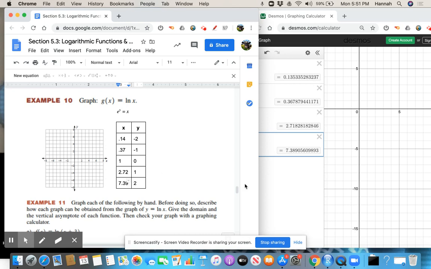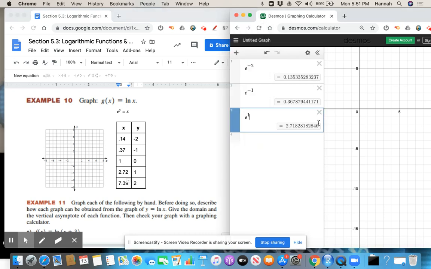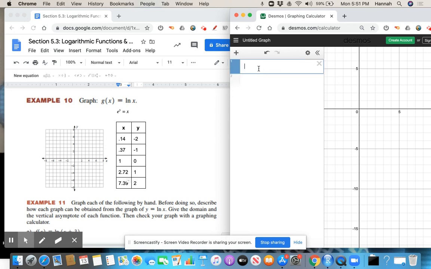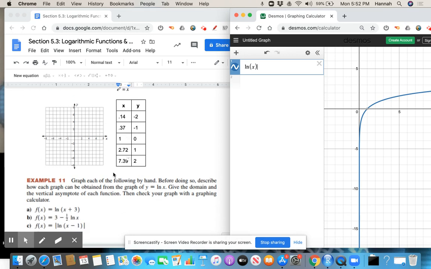Okay, but again, if I don't like plotting points, and if you think it's easier this way, you can type in ln parentheses x, and it will graph that for you right over here. It's just, again, you may have a little bit harder time at times getting some specific points, but just keep in mind you have that option.